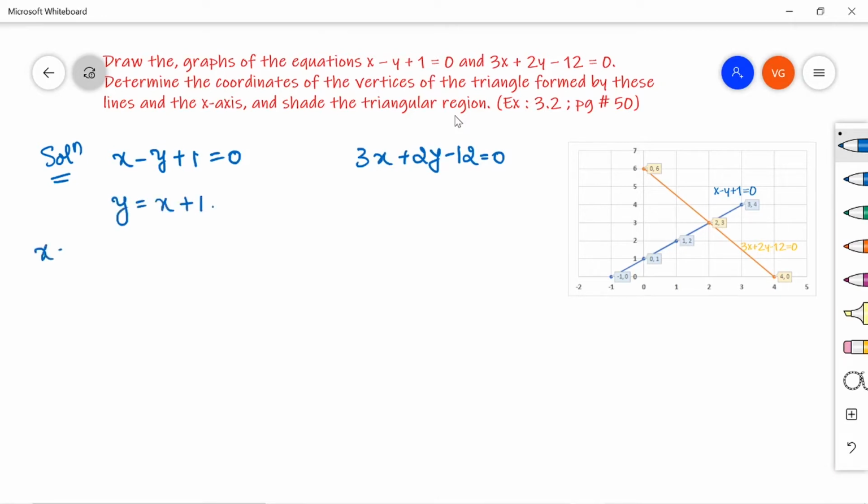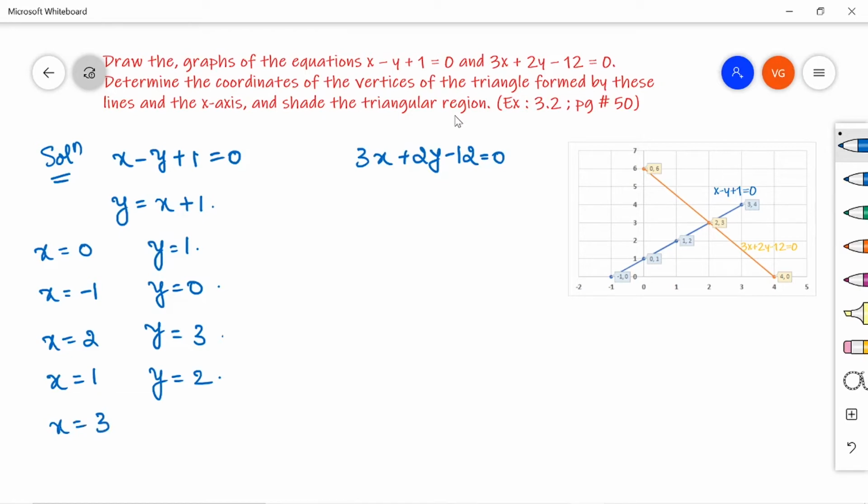So you take different values of x and get values for y. Suppose we take x is equal to 0, the y value will be 1. Take x is equal to minus 1, y will be 0. Right? x is equal to 2, y is equal to 2 plus 1, 3. Take x is equal to 1, 1 plus 1, the y value will be 2. Similarly, take x is equal to 3, y is 3 plus 1, which is 4.